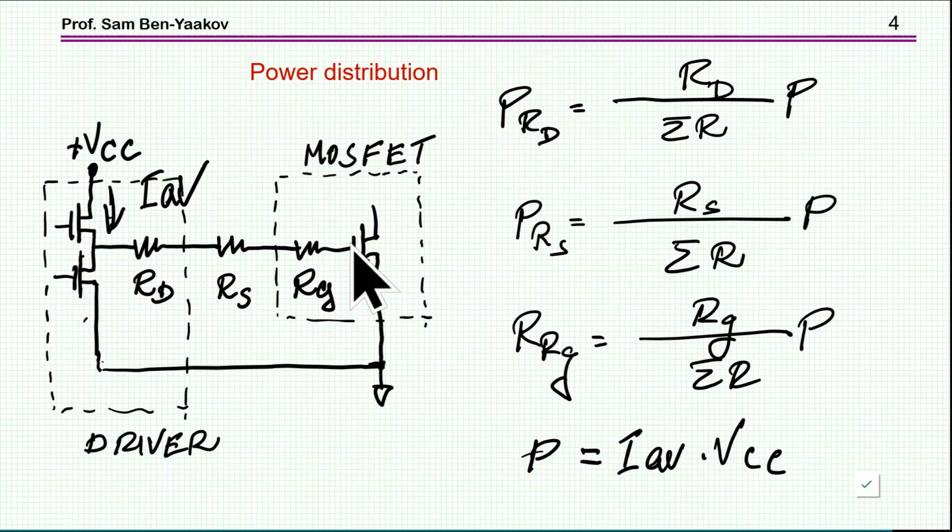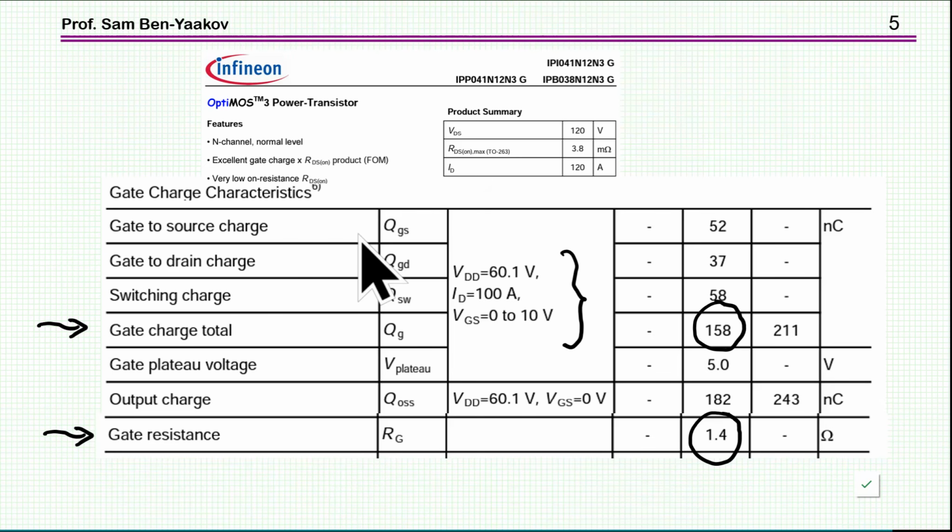So now let's have a look at the real transistor. This is an Infineon power transistor, a hefty one, 120 amp. It's a lower voltage, 120 volt. And we see here that they are specifying the gate charge, the total gate charge, to be 158 nanocoulomb. And this is for a given operating point. And then they also give the gate resistance, which is 1.4 ohm. Okay, so this is information that the vendor is providing.